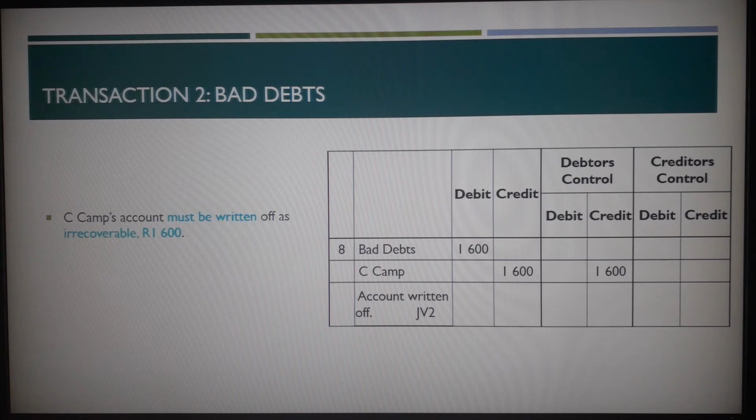So the general journal entry, we debit bad debts, credit the debtor because he no longer owes that money to us. We have written him off as a bad debt, which means we don't expect to receive that money from him. And if we've written off his account, we need to show the effect in debtor's control, which would be a credit of 1,600.